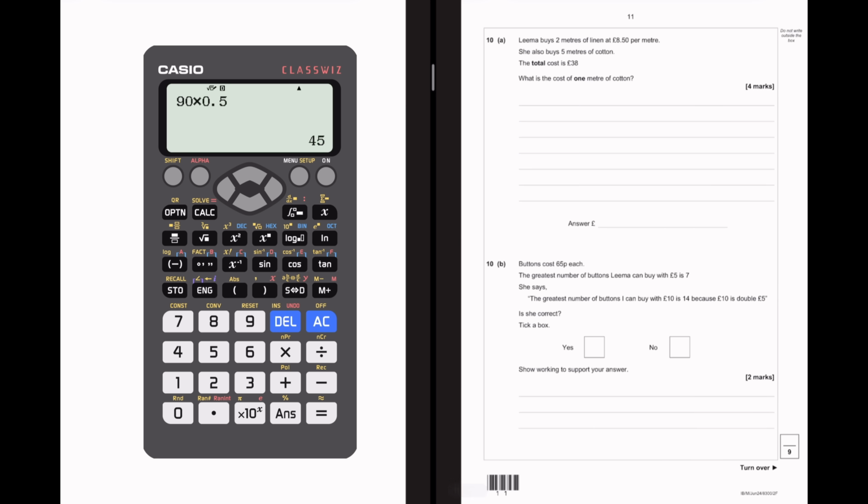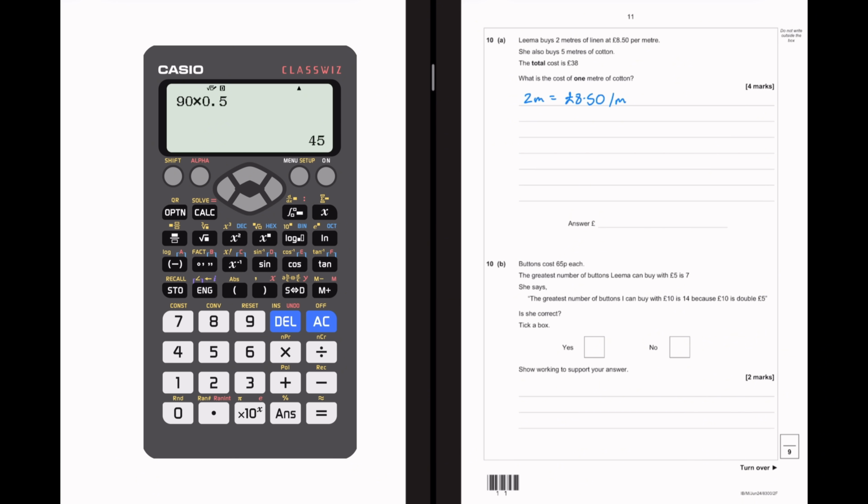Question 10. Lima buys 2 meters of linen at £8.50 per meter. She also buys 5 meters of cotton. The total cost is £38. What is the cost of 1 meter of cotton?